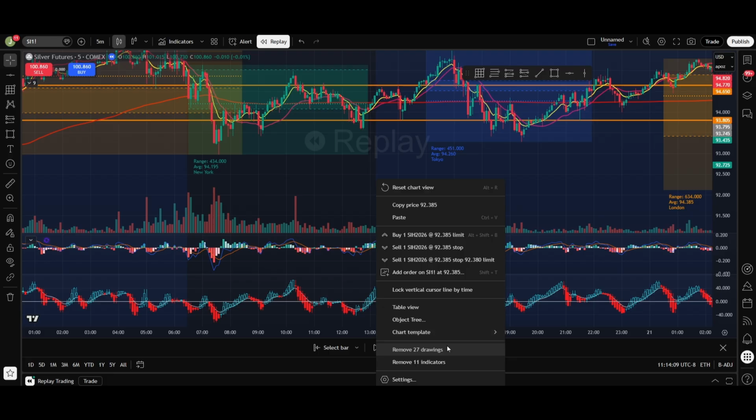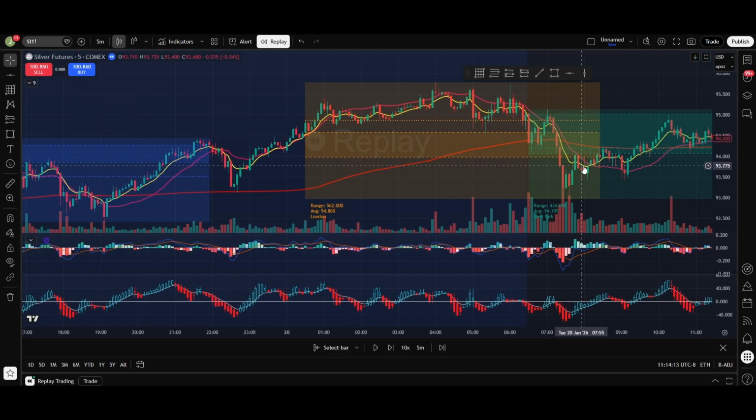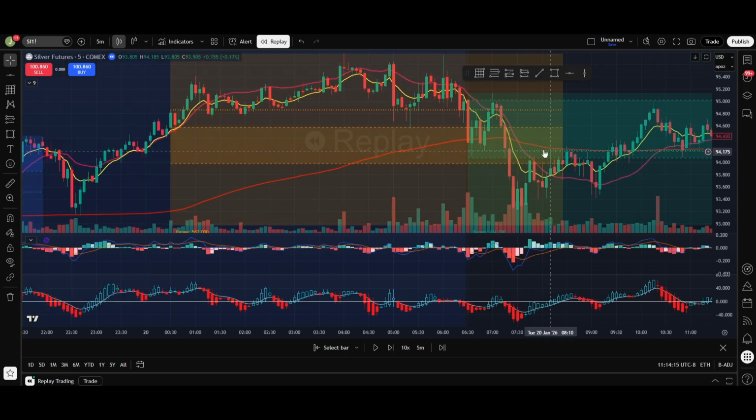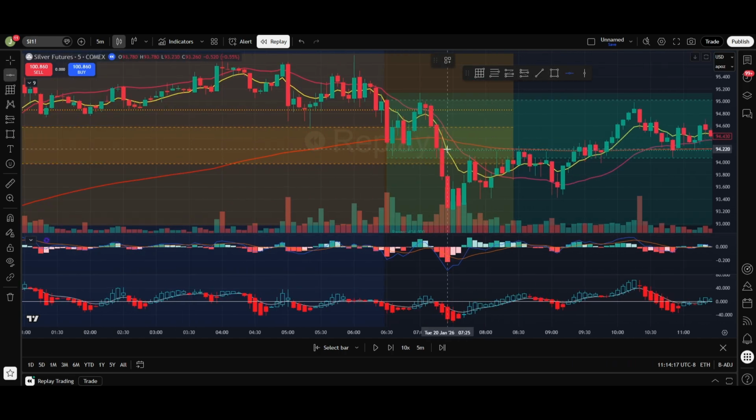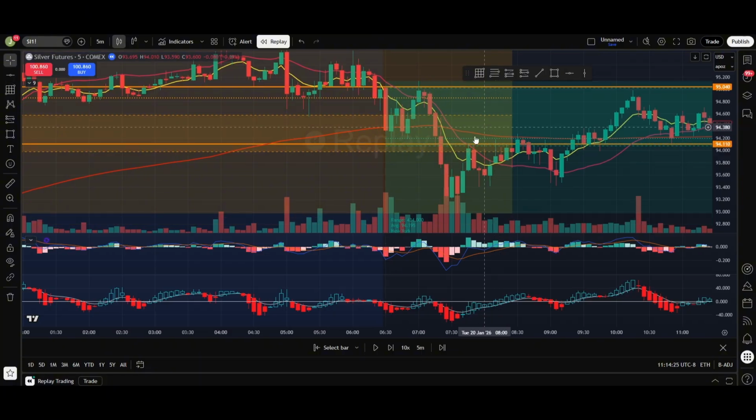So let's go ahead and remove my drawings and let's come in here and let's do this again and make sense of this. So here's our 6:30 candle. We're marking our high. Where's our 5-minute? It's down here with the wick. Okay. We don't get a break until 7:20. So we're waiting on the charts to get a break.